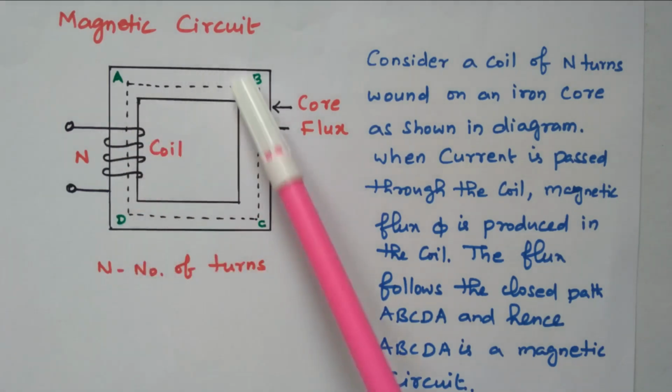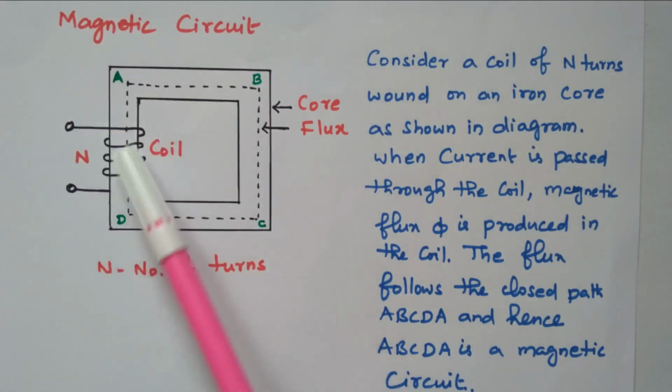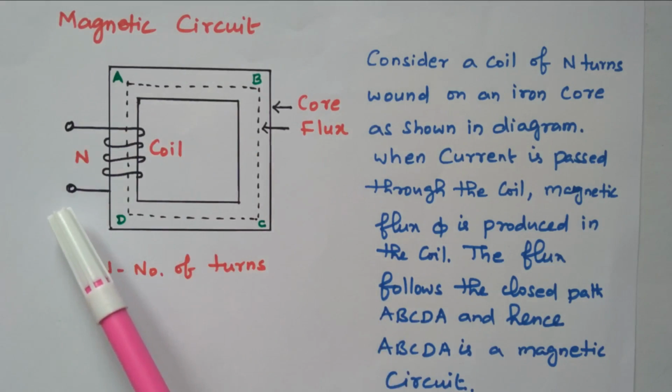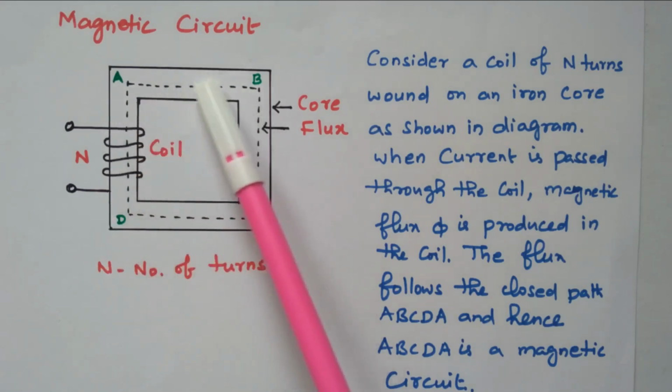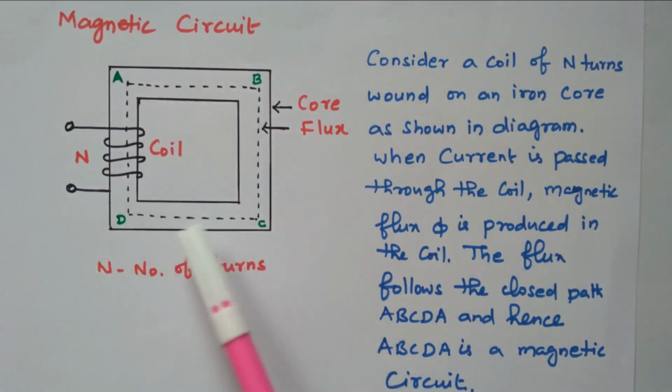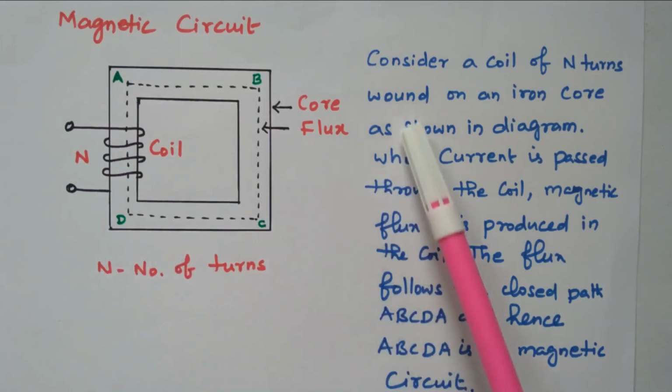So we have an iron core over which a coil is wound. When the coil is given a supply, current flows. Due to the rate of change of current, flux is produced in the coil. That flux follows the closed path A, B, C, D, A through the iron core. This closed path A, B, C, D, A is nothing but a magnetic circuit. So that is given here.